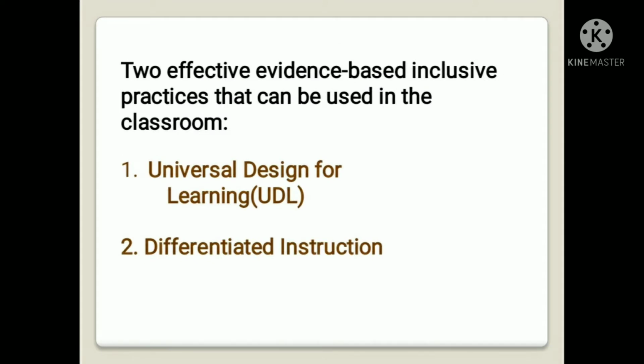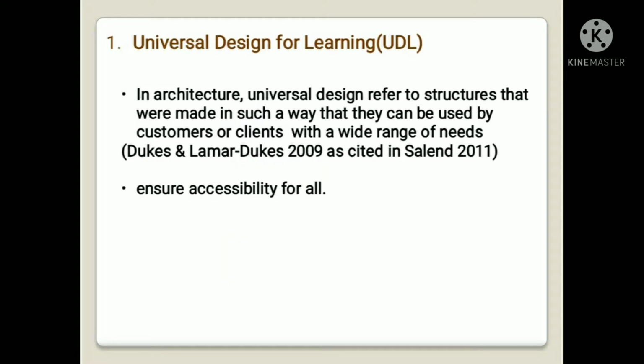We have two effective evidence-based inclusive practices that can be used in the classroom. First is the Universal Design for Learning or the UDL, and the second is differentiated instruction. So, what is Universal Design for Learning? In architecture, universal design refers to structures that were made in such a way that they can be used by customers or clients with a wide range of needs. Such designs ensure accessibility for all.